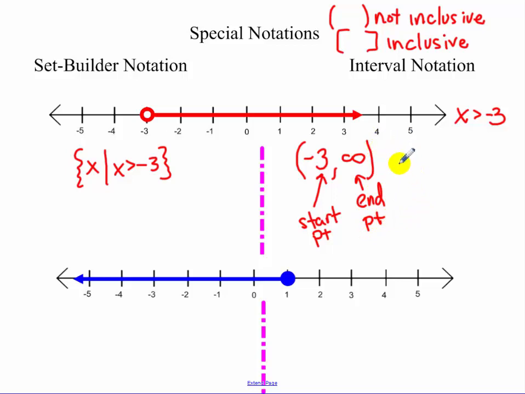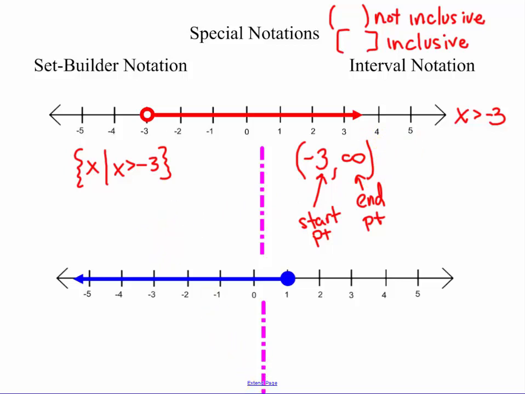When putting things in interval notation, parentheses mean I don't include those endpoints. This negative 3 is not part of my solution, because it's an open hole. Negative infinity or positive infinity we can't include, because they're not values that we can stand on. So for infinity, we always have parentheses.